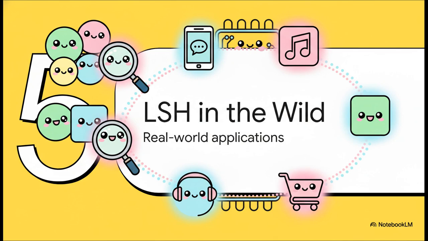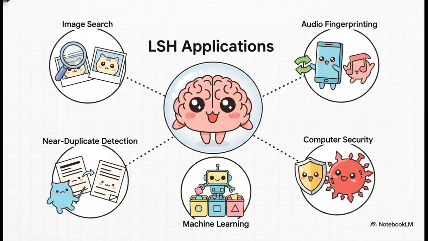Okay, so that's the abstract idea. But how does this translate into stuff we actually use every single day? Because this isn't just some concept in a textbook. It is the engine running behind some of the most impressive features in modern technology. LSH is the magic behind that reverse image search you use. It's how an app like Shazam can hear a song in a loud bar and tell you exactly what it is. It's creating an audio fingerprint. It's used all over the web to find duplicate content, whether that's spam emails or plagiarized papers. It's even used in computer security to spot new malware that's just a tiny bit different from a known virus.